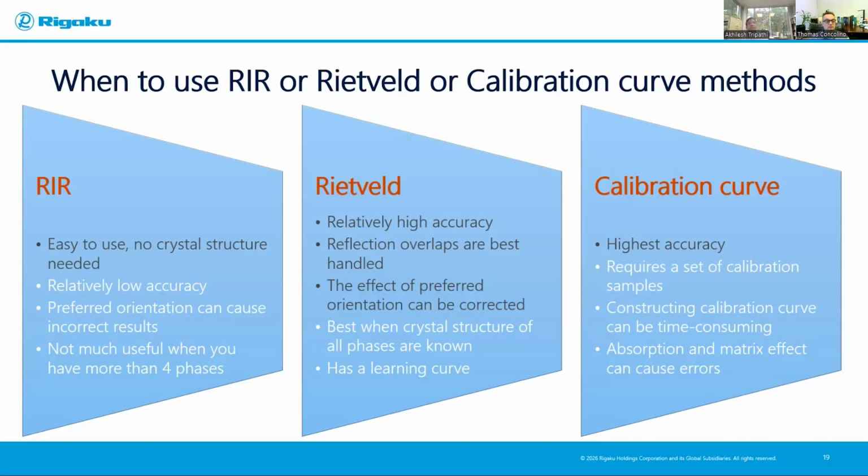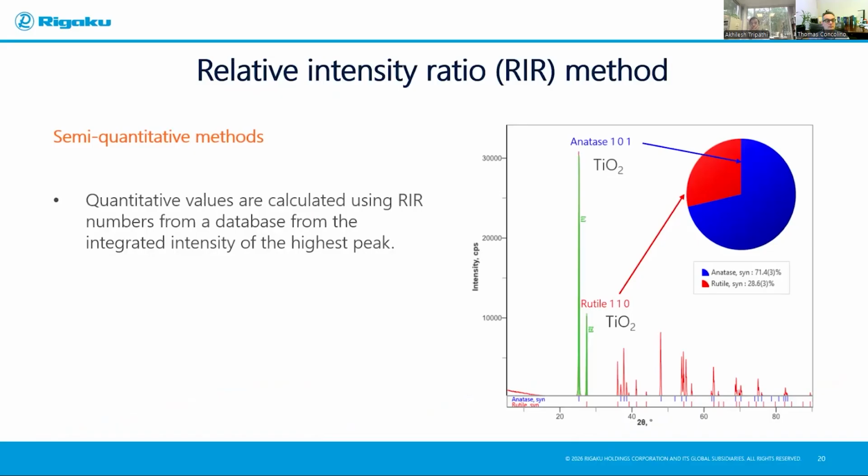So let's begin with the first one, the RIR method. So why RIR? Because when you take an entry to match with your phases from the database, it has a RIR number.